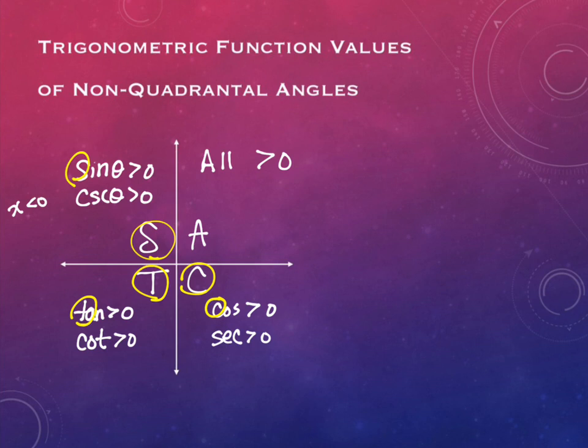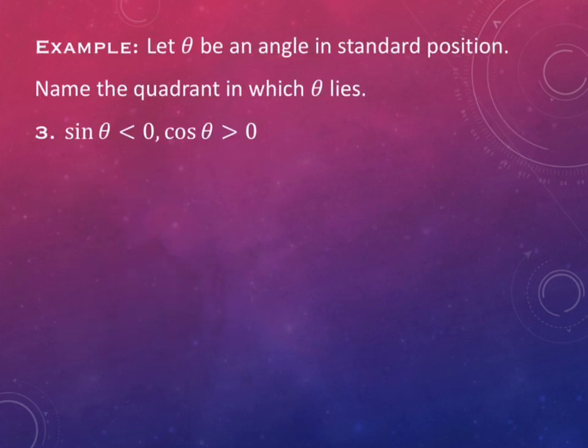And remember, these are the values that are positive. So everything else is negative in these quadrants. So using that information, we're going to do an example where they simply give us a couple of pieces. They tell us that the sine value is negative and the cosine value is positive. Okay? So I'm going to do this sort of by process of elimination with a graph.